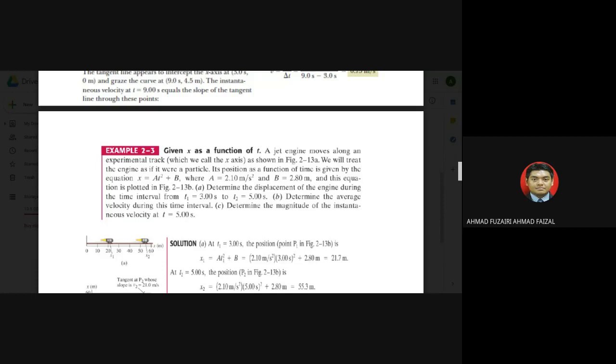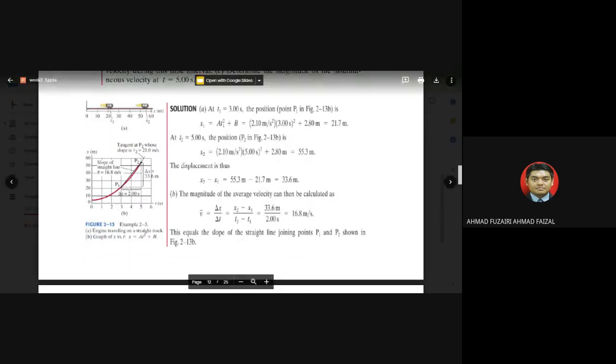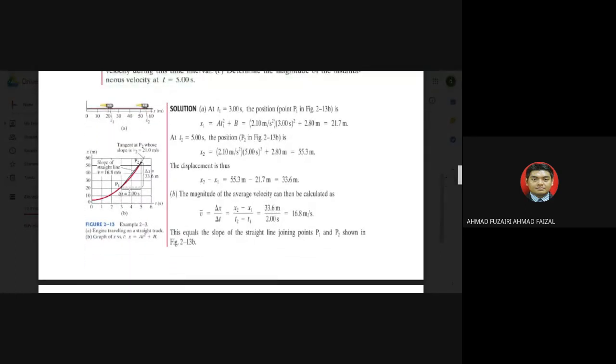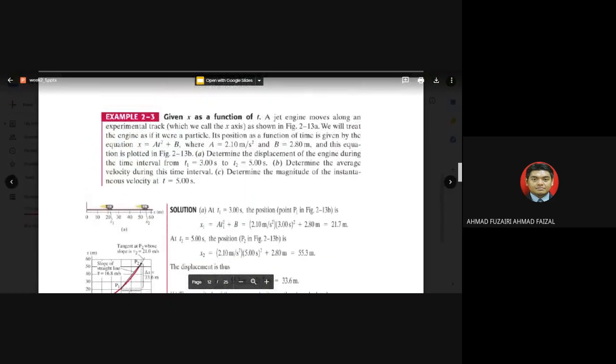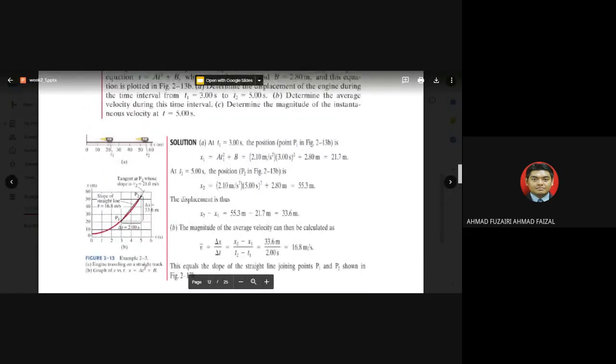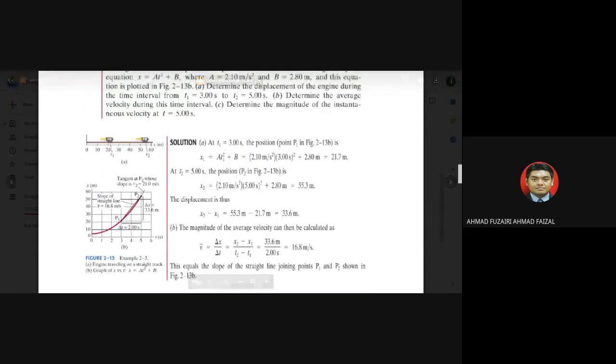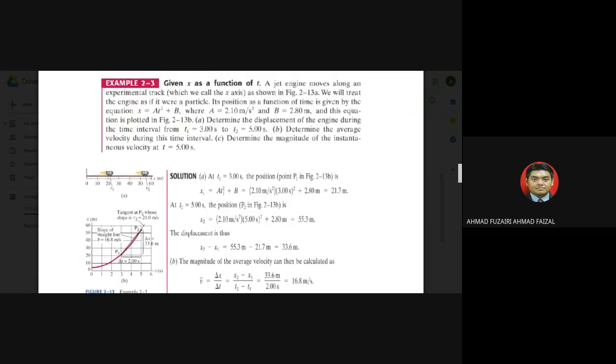Determine the displacement of the engine during the time interval from t equals 3 seconds to t equals 5 seconds. Mana 3 to 5? Di sinilah 3 to 5. So kita project di atas ni, therefore we need to do a slope over here and we need to calculate the slope. Okay, so from 3 to 5 seconds. So jawapan dia berapa tu? Soalan ni lebih kurang 33.6.